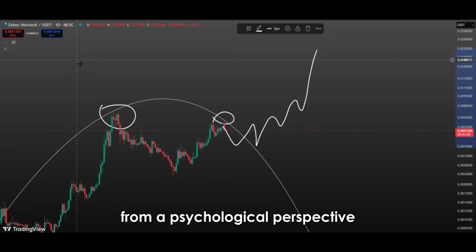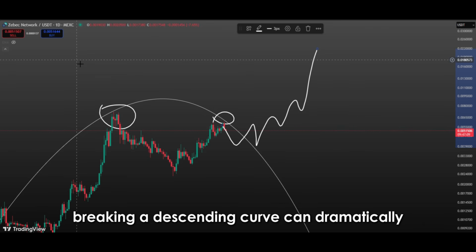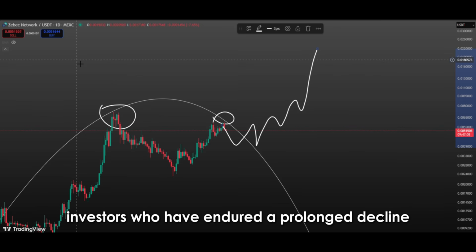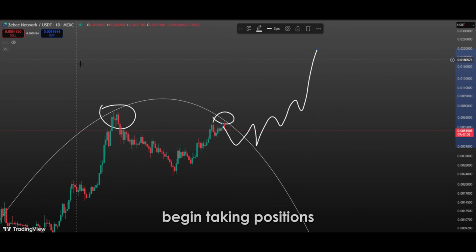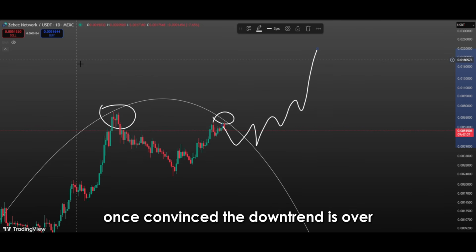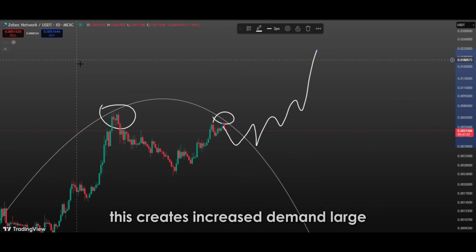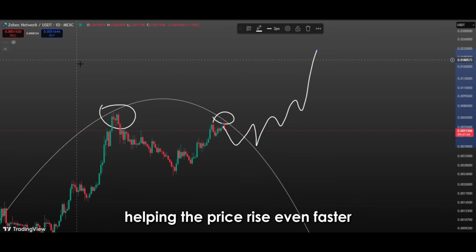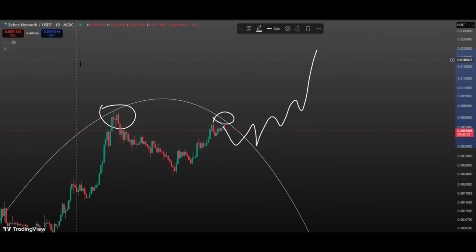From a psychological perspective, breaking a descending curve can dramatically shift market sentiment. Investors who have endured a prolonged decline begin taking positions once convinced the downtrend is over. This creates increased demand. Large investors and algorithmic systems that follow technical analysis often place buy orders at such breakout points, helping the price rise even faster.